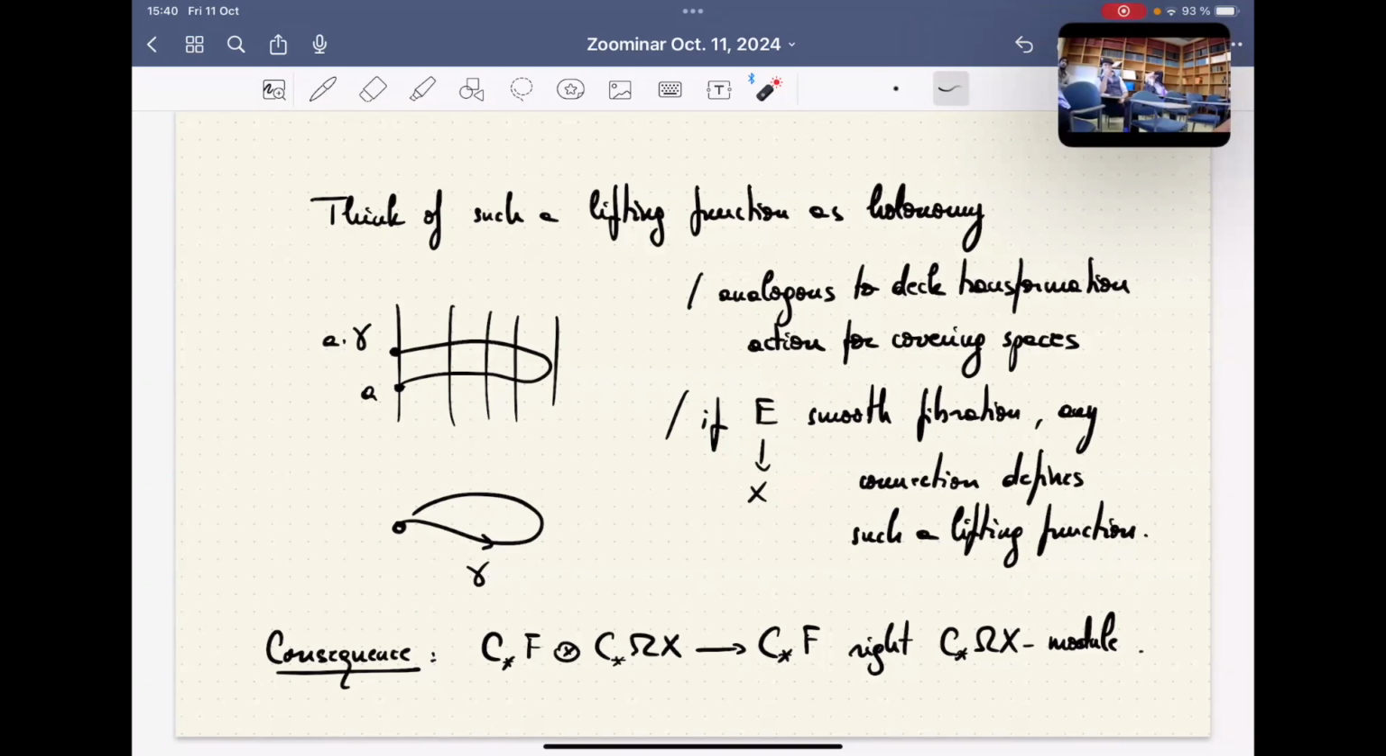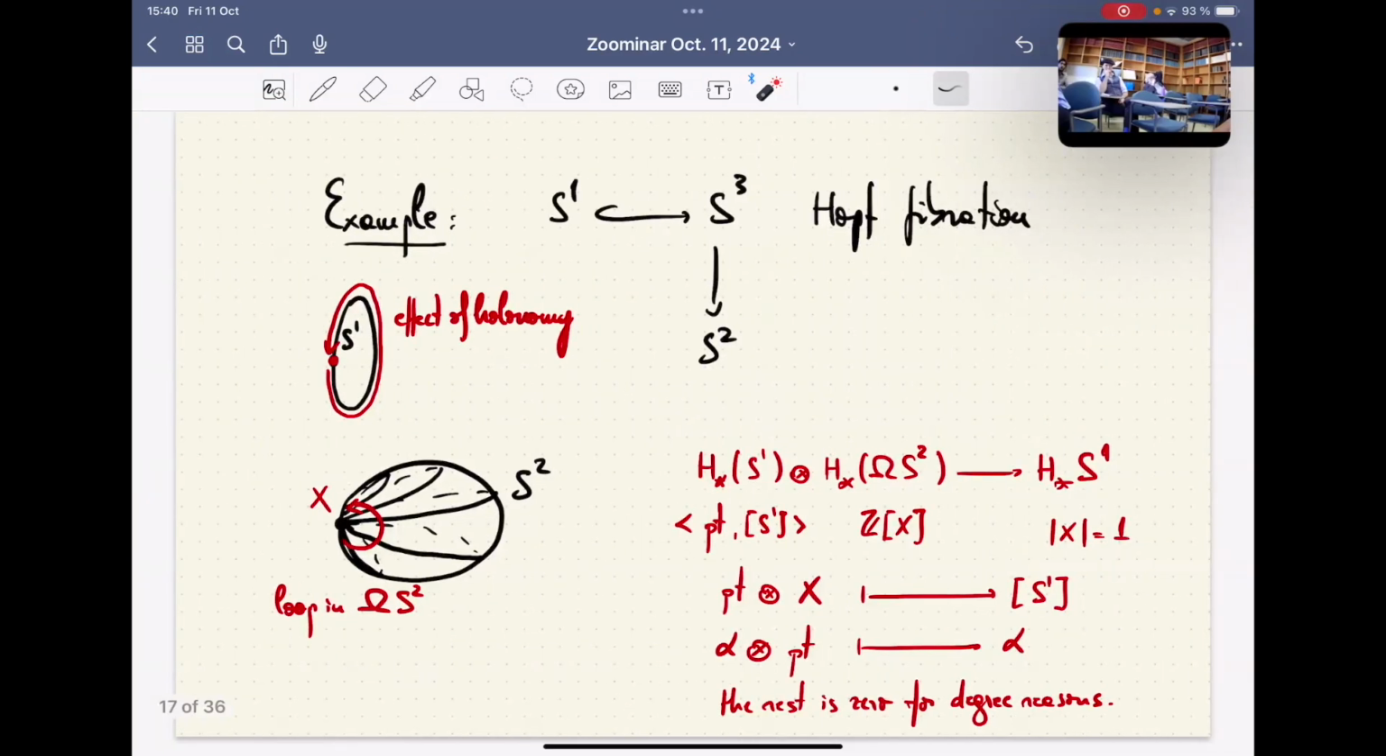Anyway, so in the end, once I have a fibration and I choose such a lifting function, I get a module structure on the chains on the fiber over the chains on the base loop space. So here's the simplest non-trivial example, the Hopf fibration. So the base is S2, the total space is S3, and the fiber is S1.